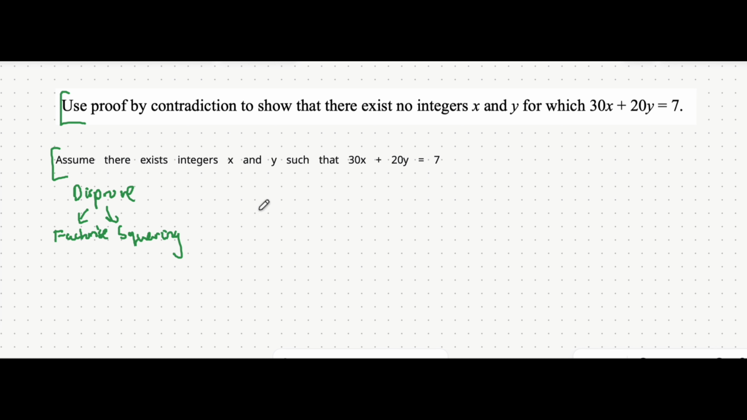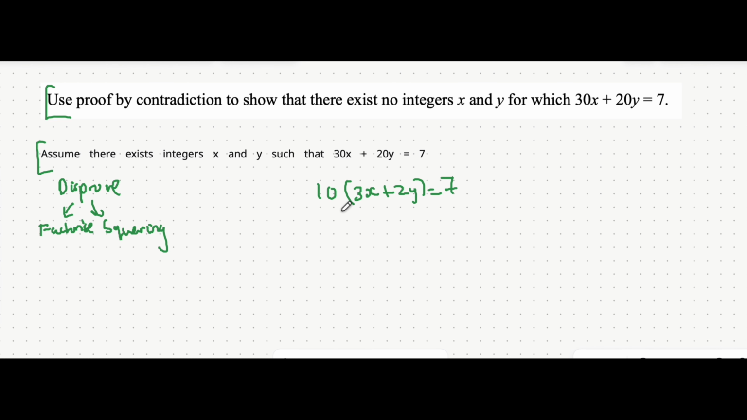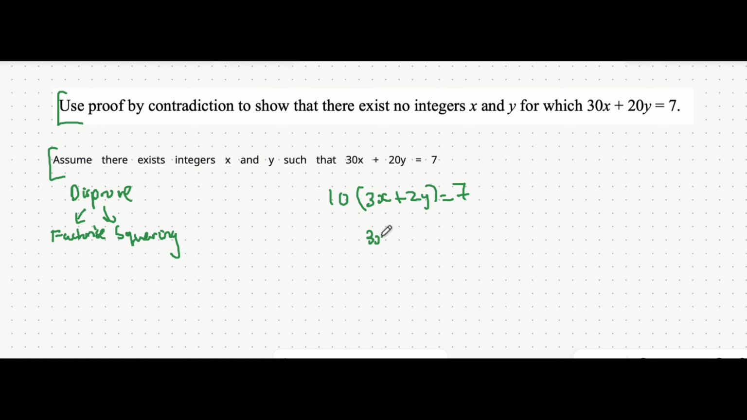In this case, we can factorize the left-hand side because we can factor out 10 from both terms, in which case we're left with 10 times (3x plus 2y) equals 7. If we then divide both sides by 10, we get 3x plus 2y is equal to 7 over 10. Now, why is it that this is false? Well, let's think about it.